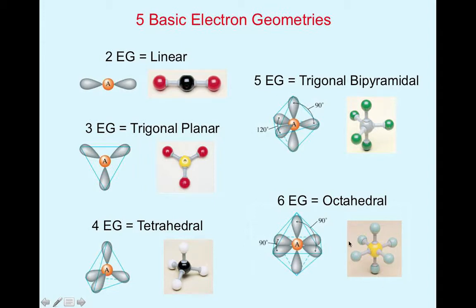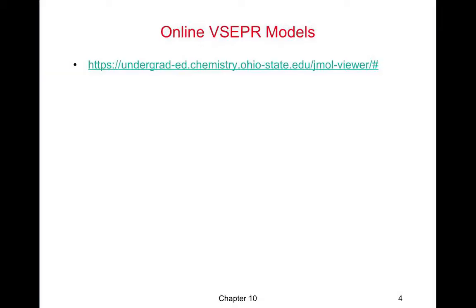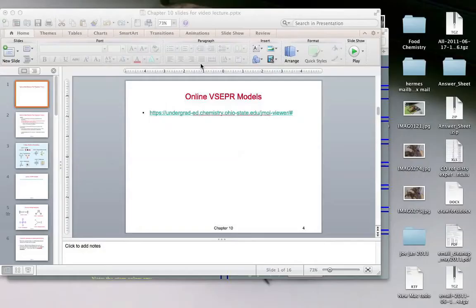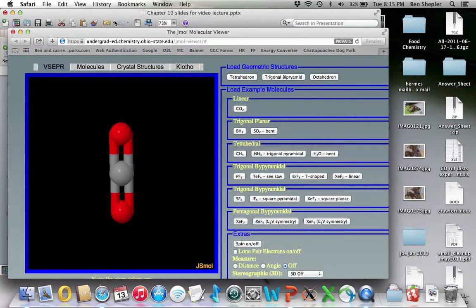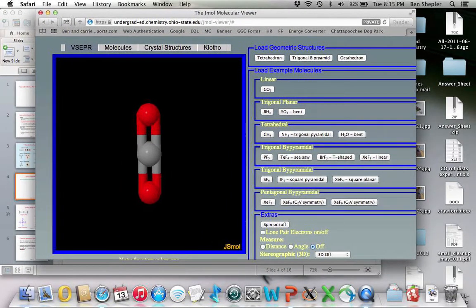To get a better idea of what these look like, you can go to this link here, which gives us online molecular models so that we can actually manipulate these molecules. So I'm going to close PowerPoint and go to this website. All right, this website is pretty cool. I've got all of my different electron geometries on the right-hand side here. And if I want to see what a linear molecule looks like, I've already got that up.